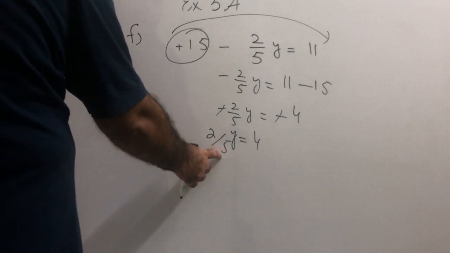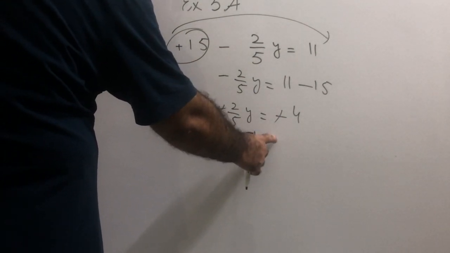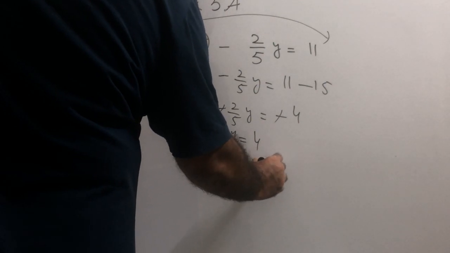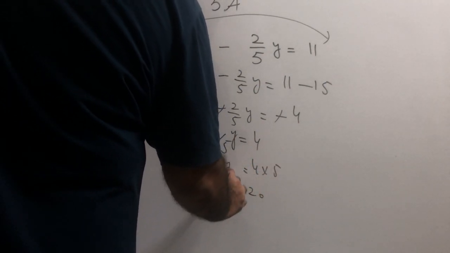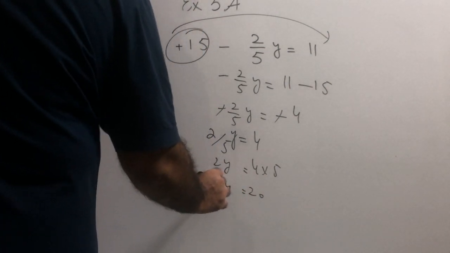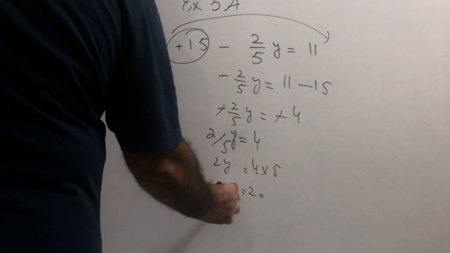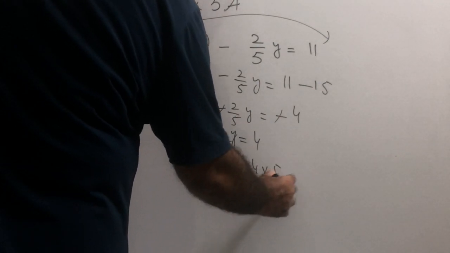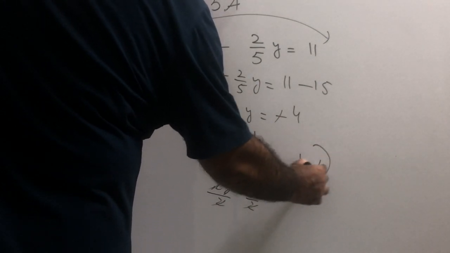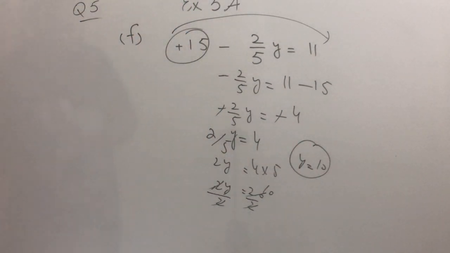Now 5 is being divided here. When it goes to the other side it will be multiplied. It becomes 4 into 5. Here we have 2y. 20 is equal to 2y. 2 is being multiplied here. So if we divide both sides by 2, 2 is gone with 2, 2 tens are 20. So y is equal to 10. This is the answer for part F.